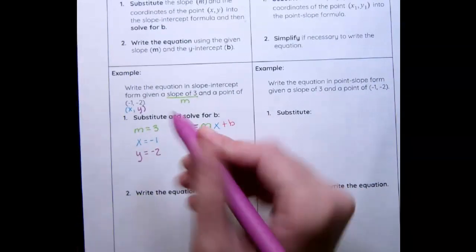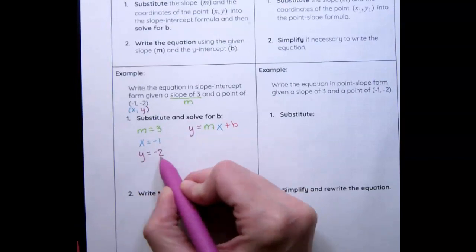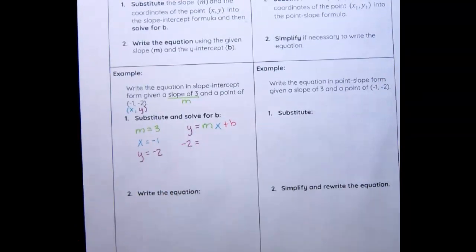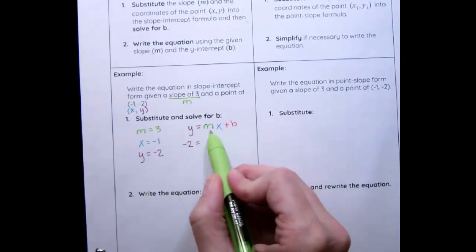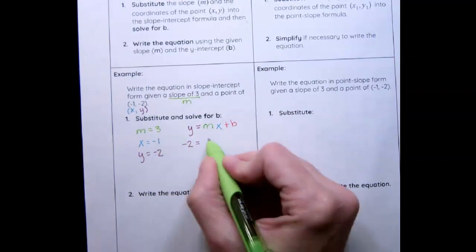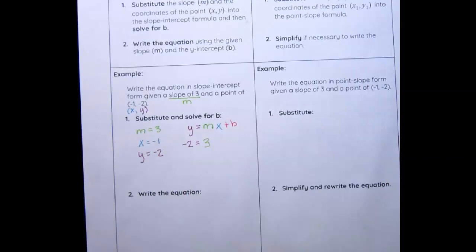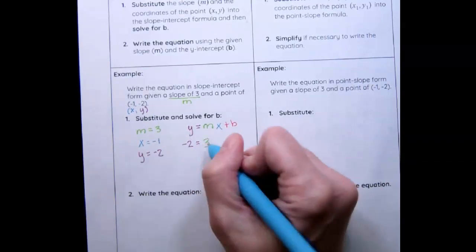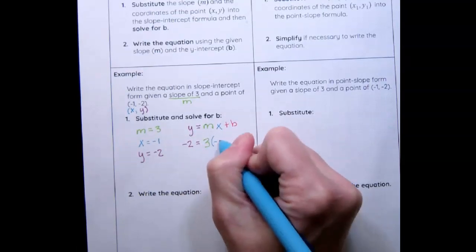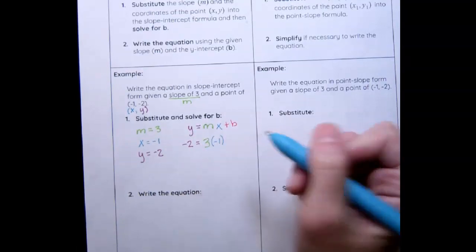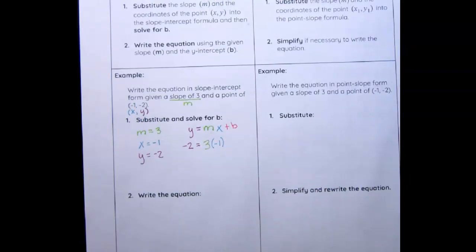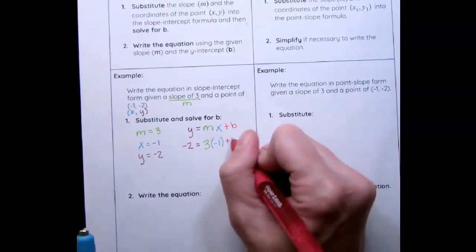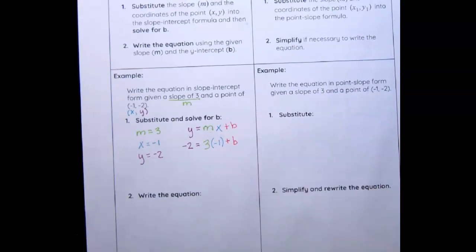So my y value is -2. So instead of y, I'm going to write -2 here. My slope, m, I wrote over here, it's 3. My x value is -1. I'm going to put this in parentheses because we want to make sure we multiply by the -1 and not subtract. And then I don't know what my b value is yet. That's what we have to solve for, so I'm just going to leave that as b.